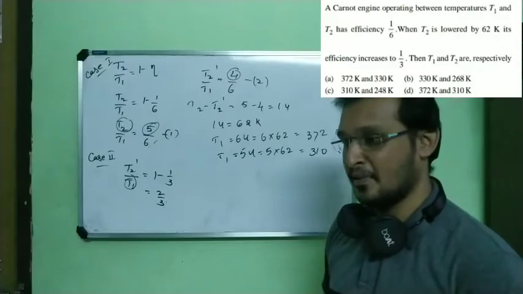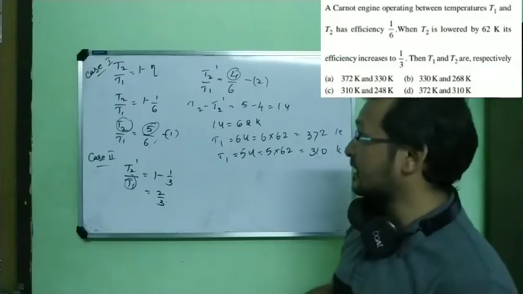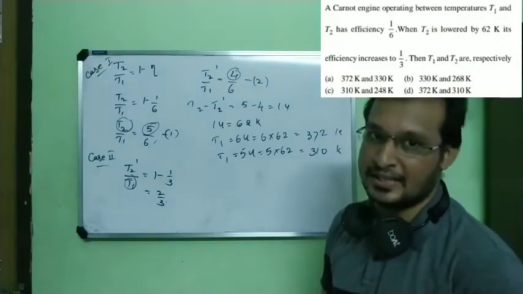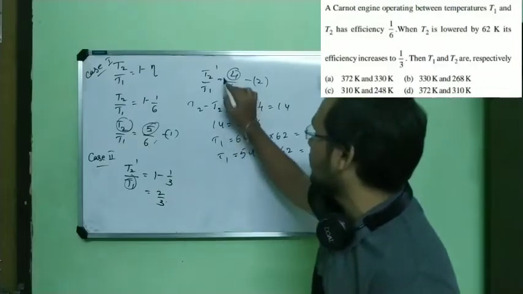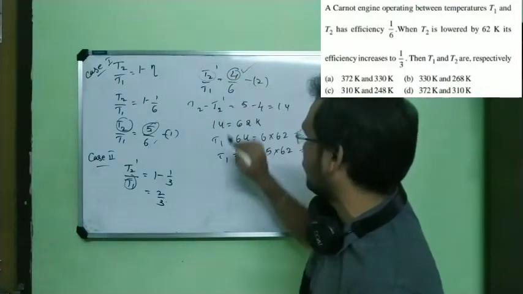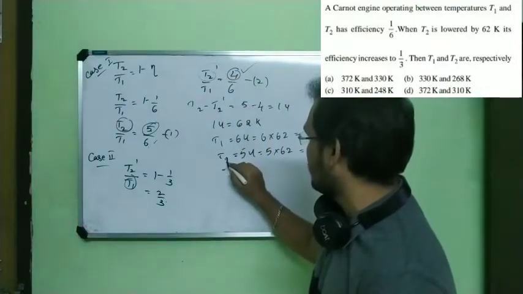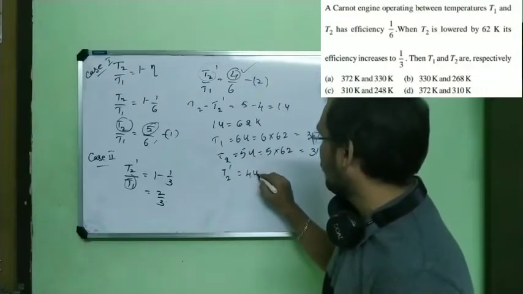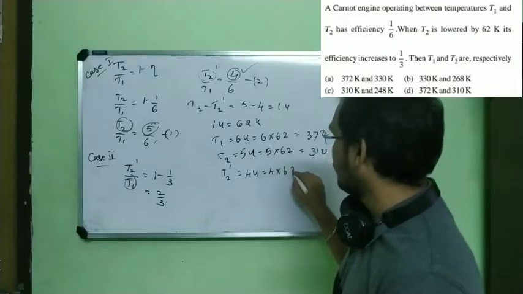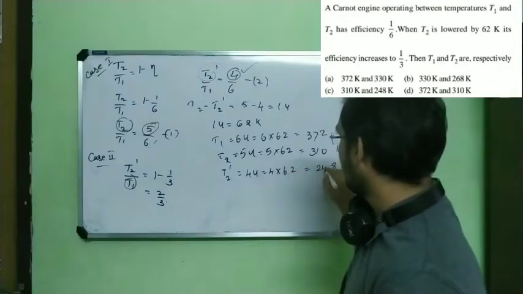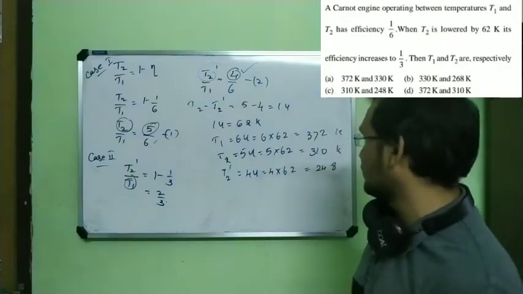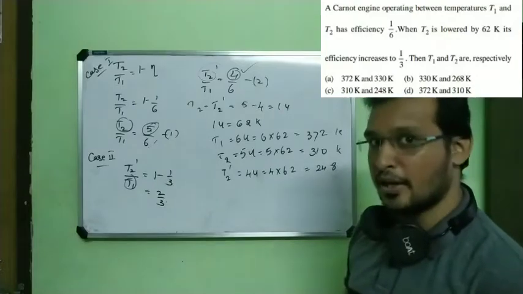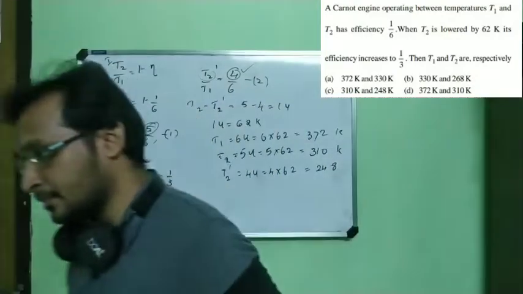Easy? Okay. Suppose they are asking for the final sink temperature. What will be your answer? Final sink temperature means T2 dash, which is 4 units. Then it will be 4 into 62, which is 248 Kelvin. Correct? Okay, understood. Fine.